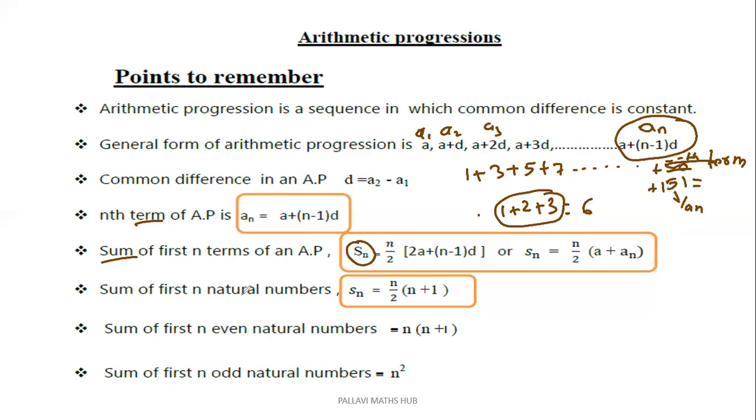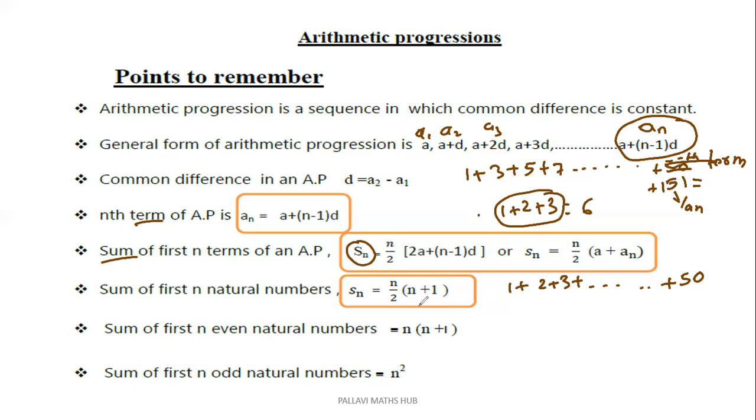Next, the sum of the first n natural numbers. Natural numbers start from 1 plus 2 plus 3 plus, going up to 50 terms. So this is a continuous sequence of numbers. At that time you can use a direct formula: Sn is equal to n into (n plus 1) by 2.